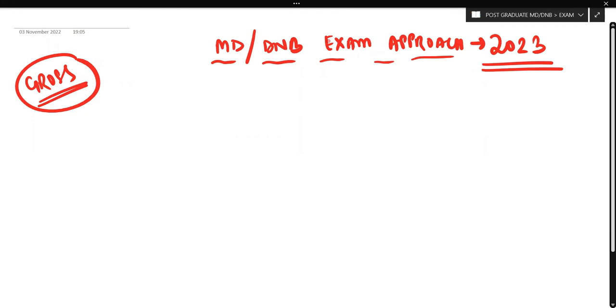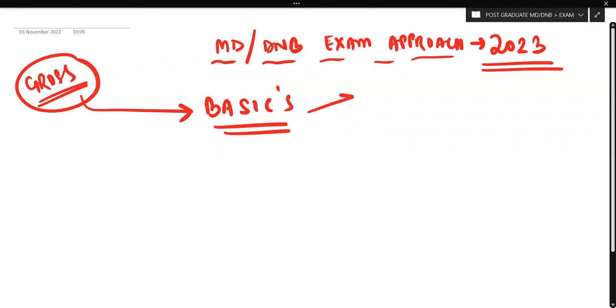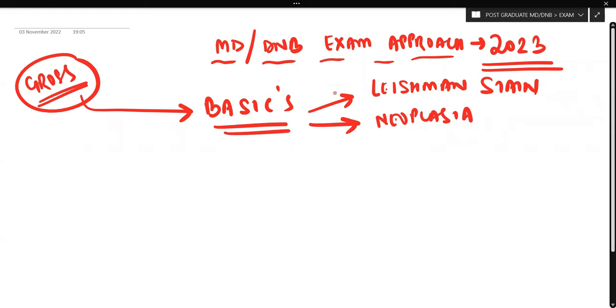Among the gross blunders comes one very important aspect, which is the basics. What do I mean by the term basics? If you are not able to answer questions regarding certain basic topics, for example, if you do not know how to perform a Leishman's test, which is a very, very basic thing, or if you don't answer questions with regard to neoplasia or certain basic definitions, like define cell injury, define necrosis, define apoptosis, then you are bound to fail.